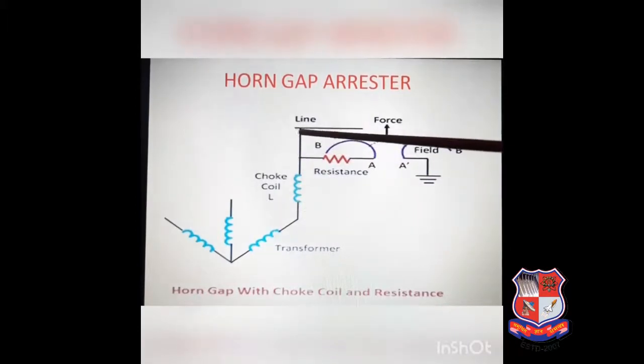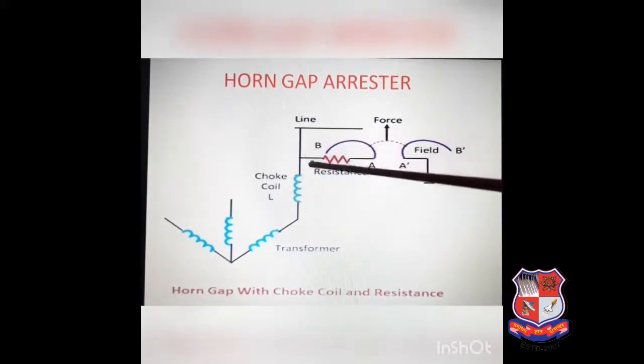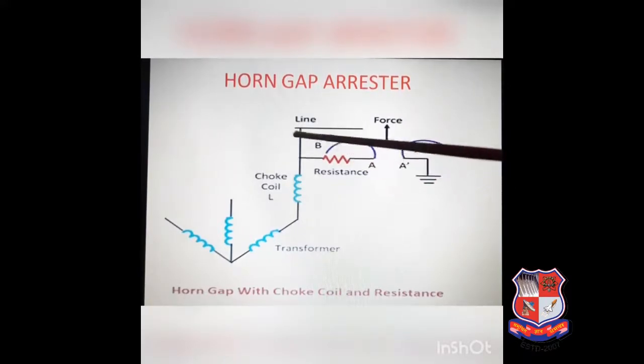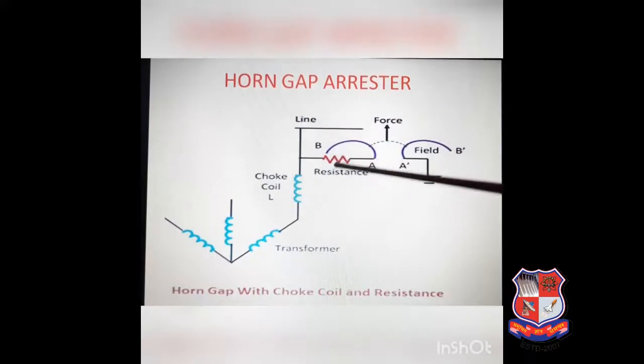Third is the line conductor. This is the line conductor. And fourth and fifth, these are the two rods A and A dash. The horn shaped rods, we can see that there is a gap in between these two rods. Rod A is connected to line via a limiting resistance, and the other rod A dash is connected to the ground. So these are the construction of the horn gap arrestor.